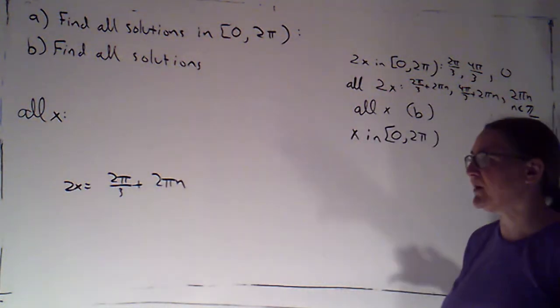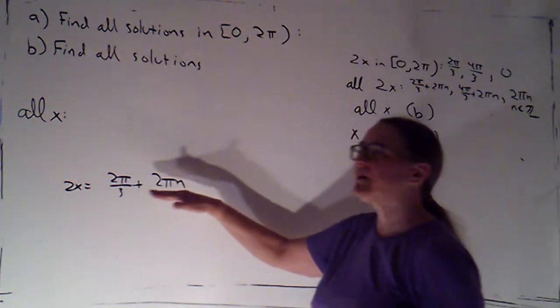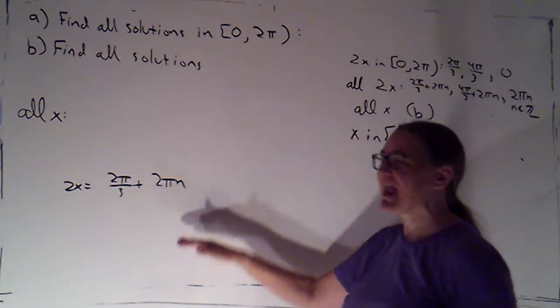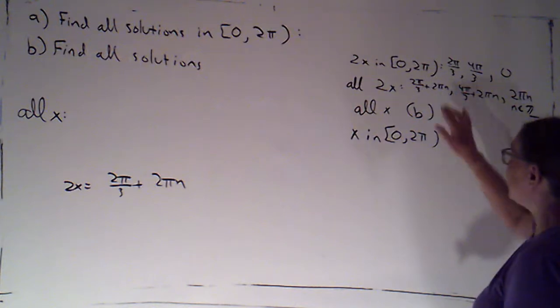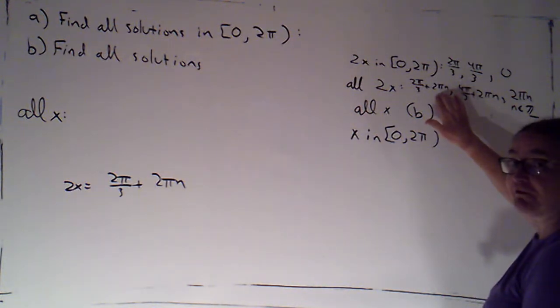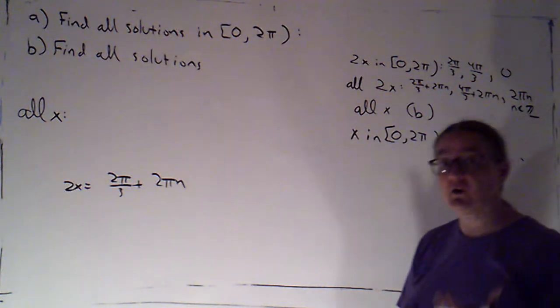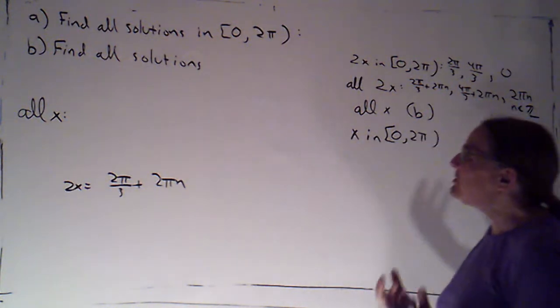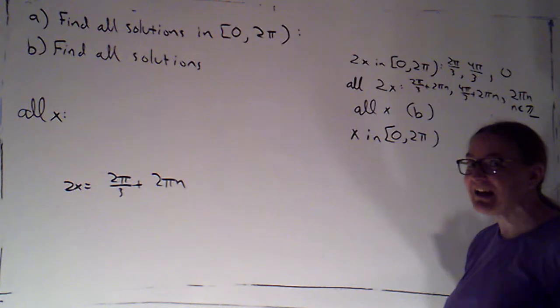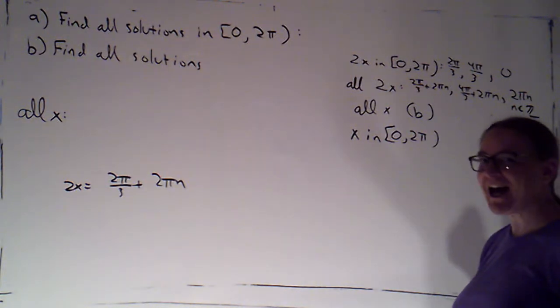I'm going to divide by 2, but that means I have to divide both pieces by 2. And that's why it's so important that you remember to add the 2 pi n first, because 2 pi, that was the period for cosine. But I'm working with cosine of 2x. The period for that is pi.